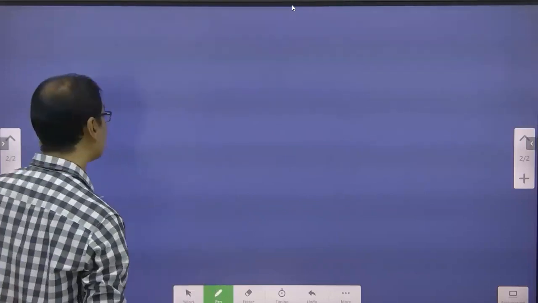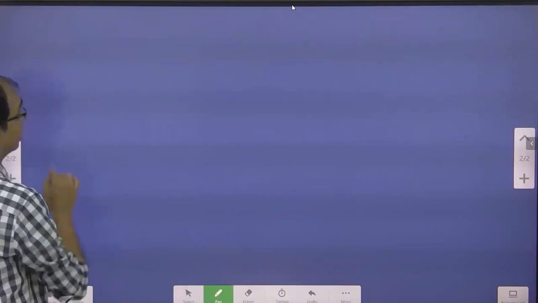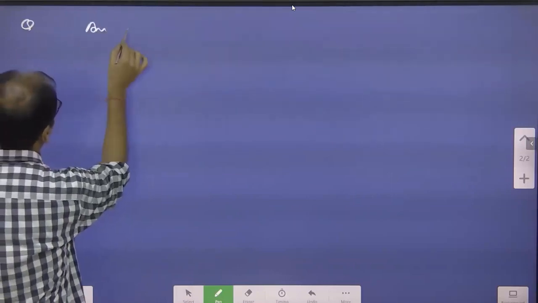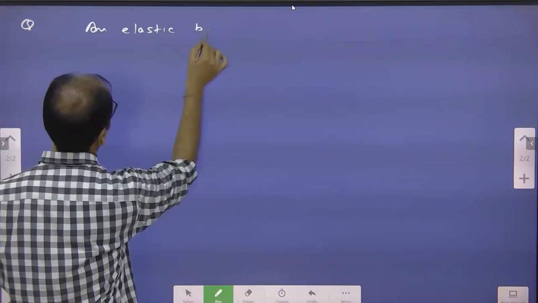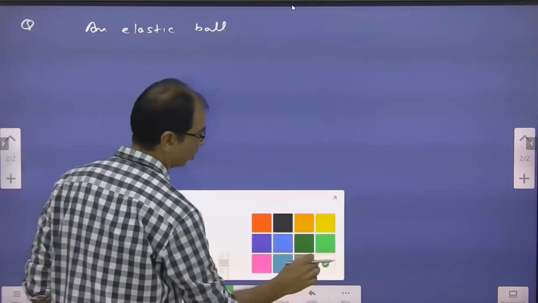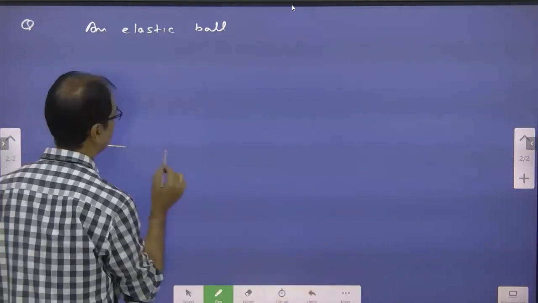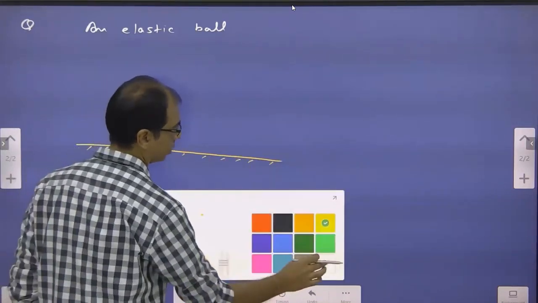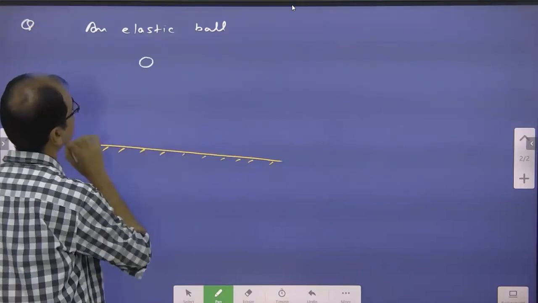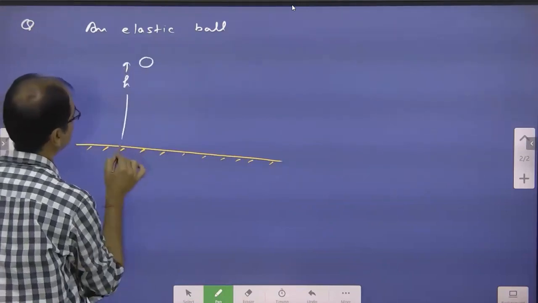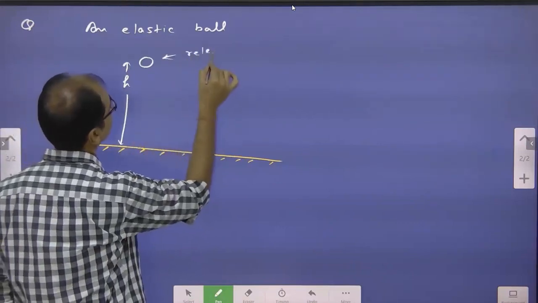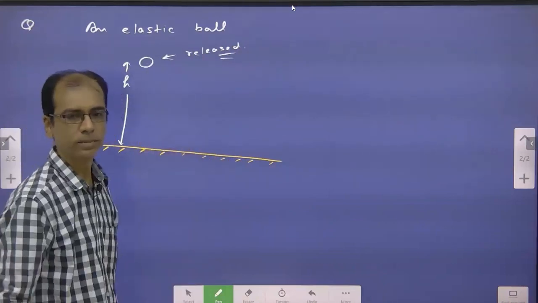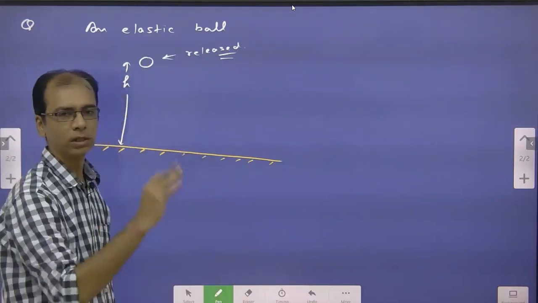Let me frame one question. Suppose that we have an elastic ball. We are going to release it from some height. This is the ground. There is an elastic ball here. We are releasing it from height h. It strikes the ground, goes again back to height h, and keeps on bouncing on the ground.